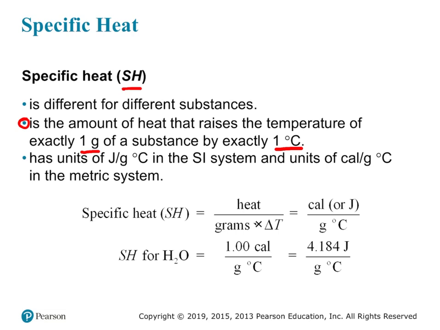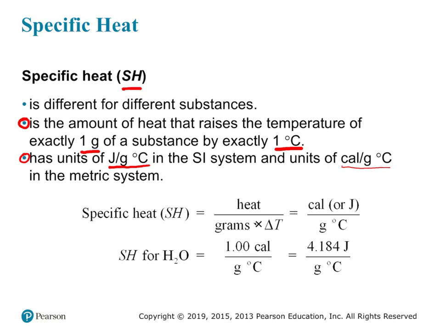So the units of specific heat are joules per gram degree Celsius. So this is for the SI system. Now we can also use calories per gram degree Celsius, and that's more so used in the metric system.